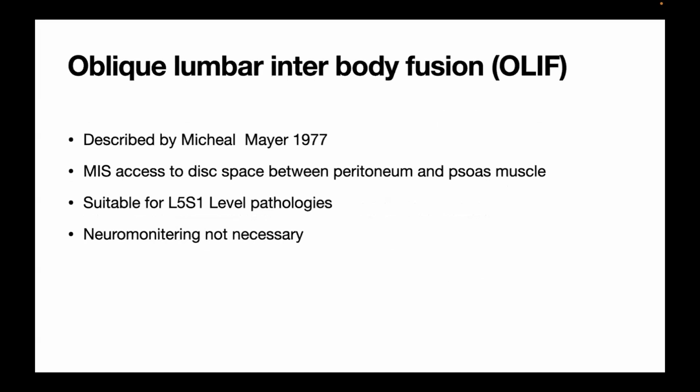Then coming to oblique lumbar interbody fusion, it was described by Michael Myers in 1977. This is a minimal invasive surgery where the access to disc space is between the peritoneum and the psoas muscle. It is suitable for L5-S1 level pathologies. Since there is a retraction of the psoas muscle, neural monitoring is not necessary.